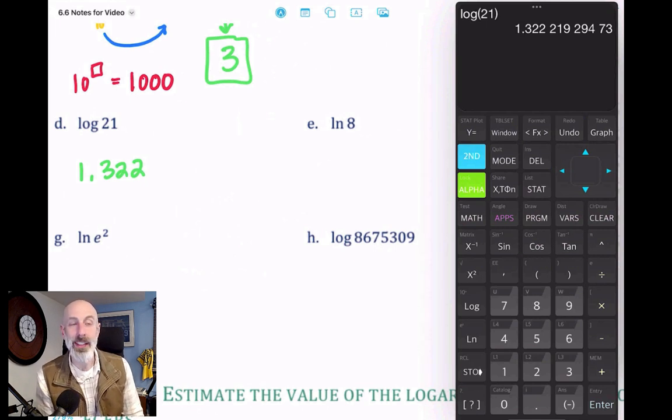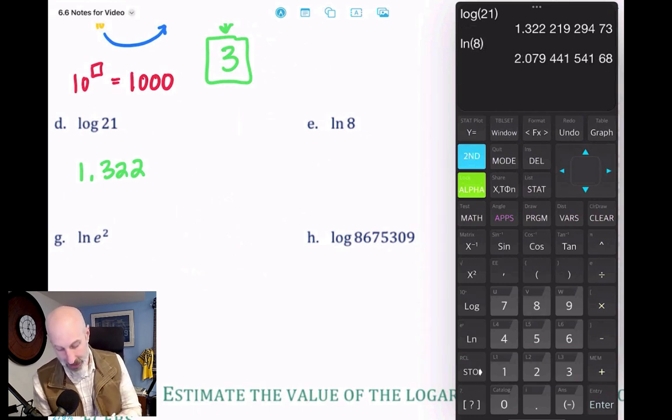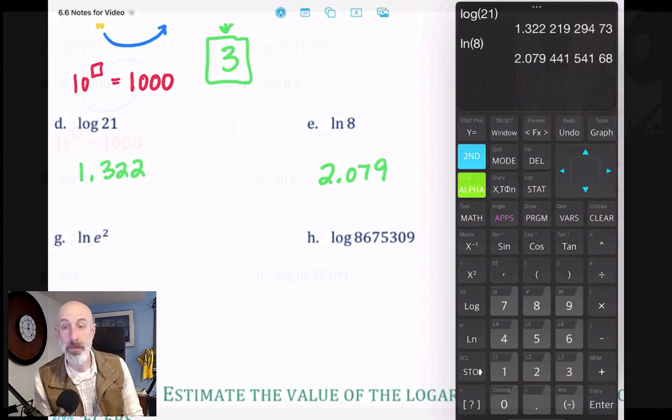It's not going to be a nice round number. So I'm going to hit the natural log button. This time it's next to the 4, and drop in the 8, close my parentheses and hit enter. And I'm getting about 2.079 if I go to 3 places.